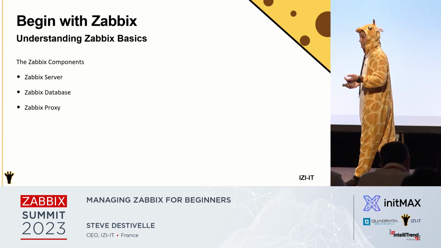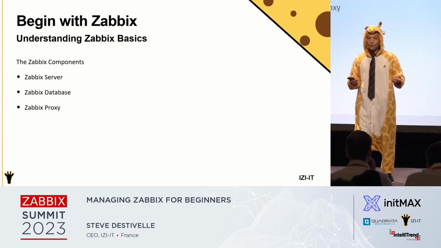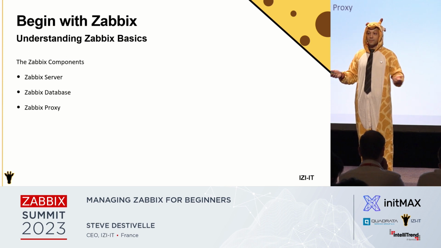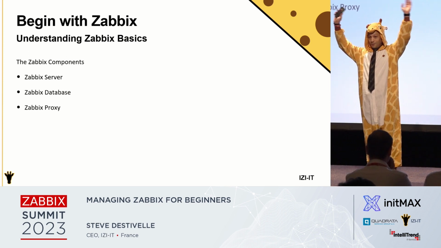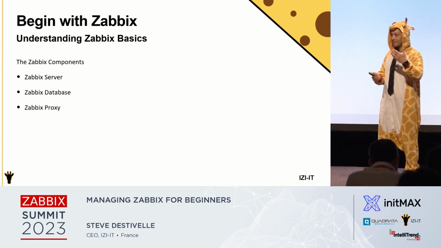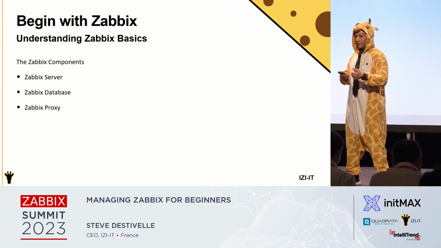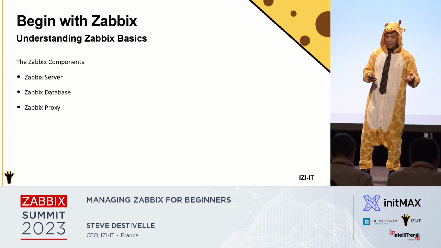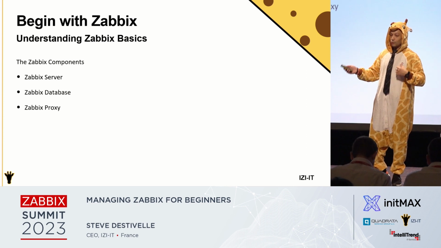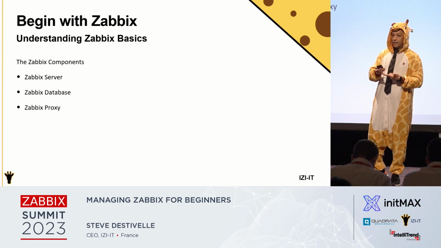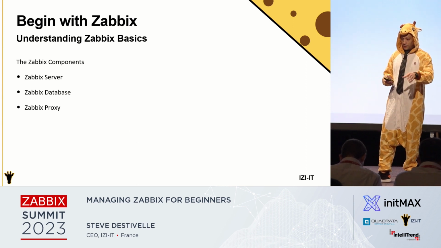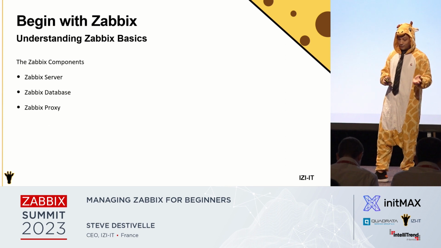Zabbix server. Maybe you know Zabbix server. What is the role of Zabbix server? Did you know? No? Not even one person? Okay. So Zabbix server is responsible for inserting the data collected by the proxy and by the agent in the database. This is the brain of the solution, and it can also send notifications and evaluate the collected data against the triggers that you set up in Zabbix, in the front end, of course.